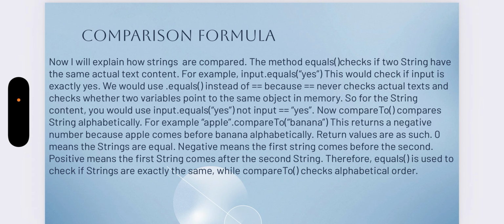Comparison. Now I will explain how strings are compared. The method equals checks if 2 strings have the same actual content. For example, input.equals("yes") would check if input is exactly "yes". We would use .equals instead of == because == never checks actual text and checks whether 2 variables point to the same object in memory. So for the string content, you would use input.equals("yes"), not input == "yes".